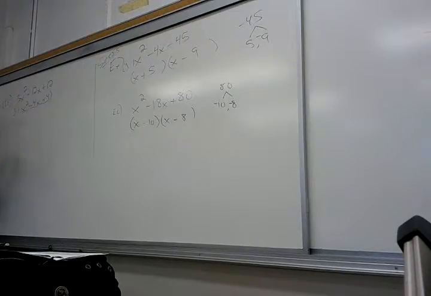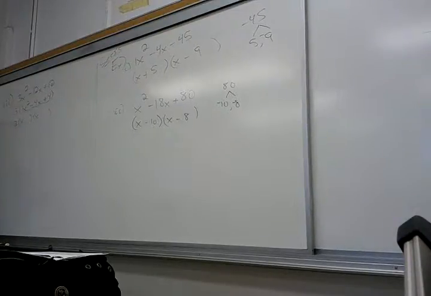There's a 1 now. So what numbers multiply to 4 and add to be 4? Come on now. Multiply to 4 and add to be 4. 2 and 2. And they both have to be negative 2. That's an easy one, because that 3 came out.